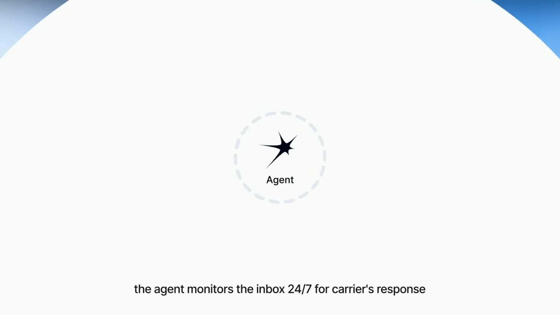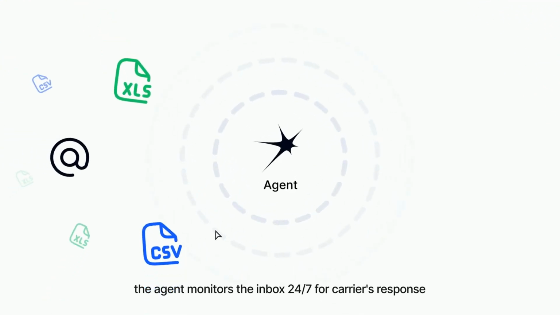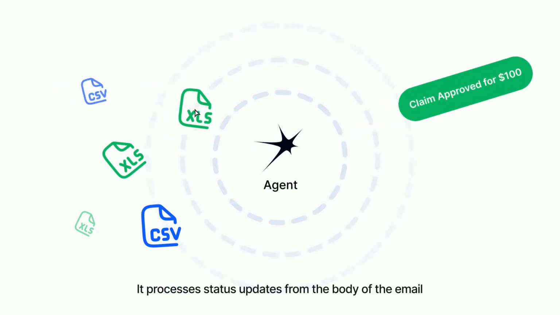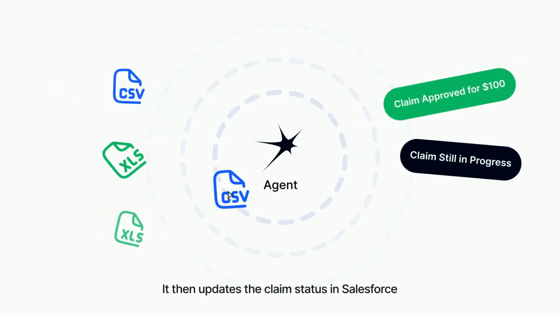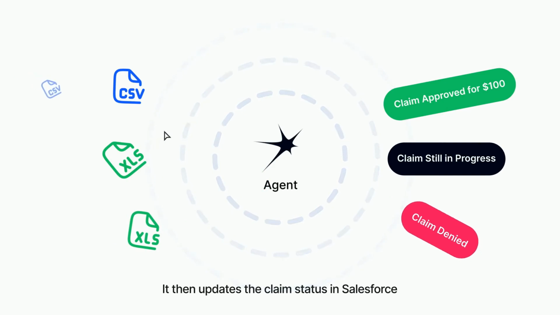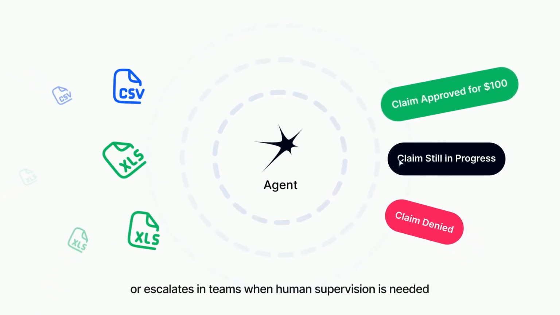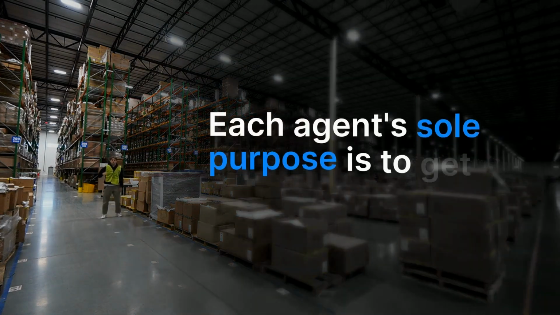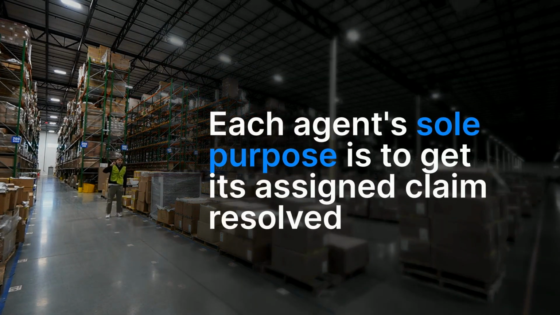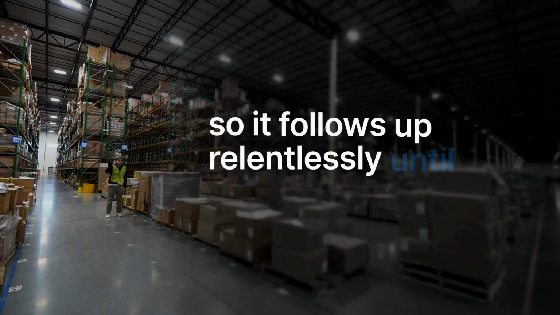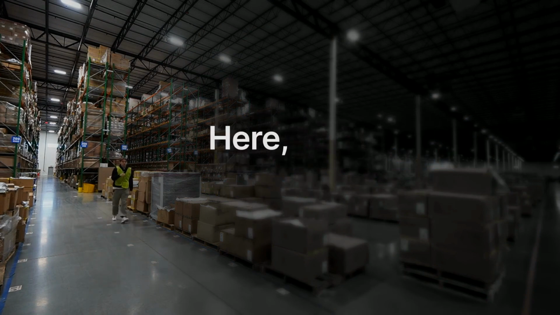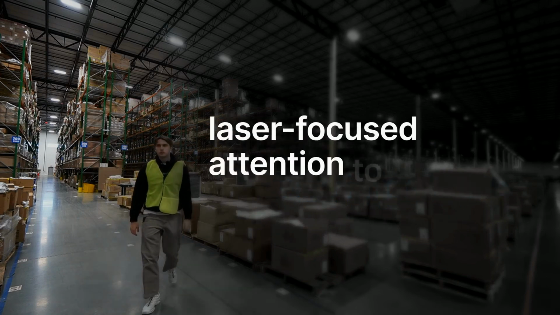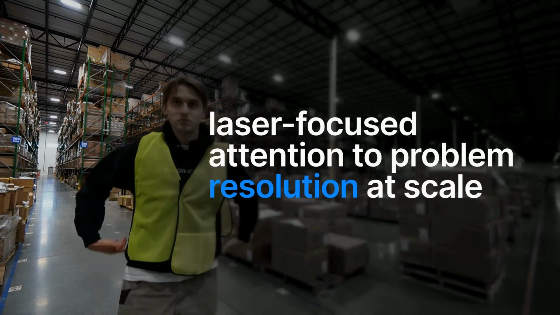Once submitted, the agent monitors the inbox 24/7 for the carrier's response. It processes status updates from the body of the email and its file attachments. It then updates the claim status in Salesforce or escalates in Teams when human supervision is needed. Each agent's sole purpose is to get its assigned claim resolved, so it follows up relentlessly until it's done. Here, we've unlocked something that was impossible with human teams before: laser-focused attention to problem resolution at scale.